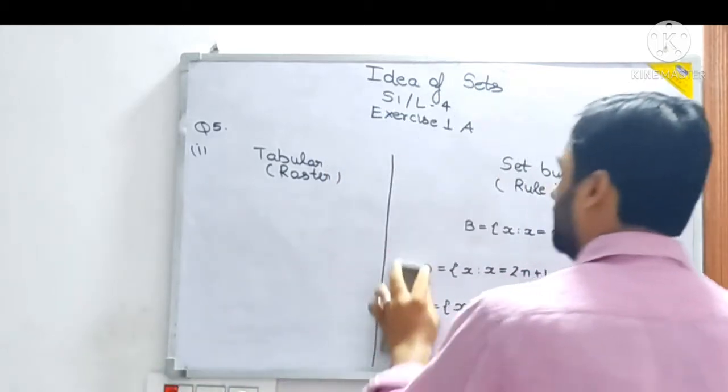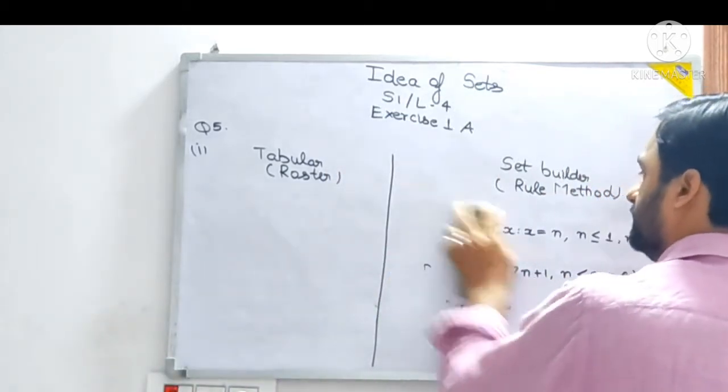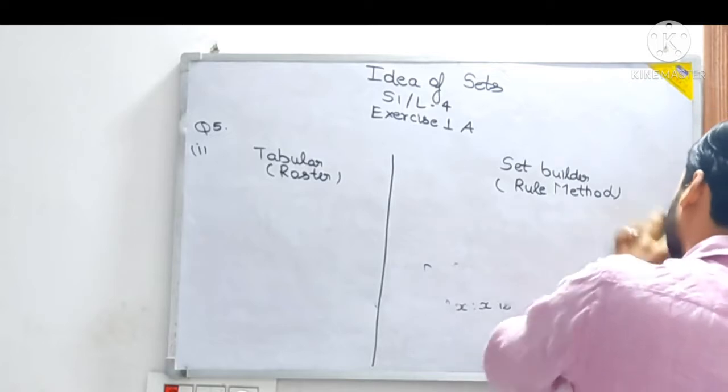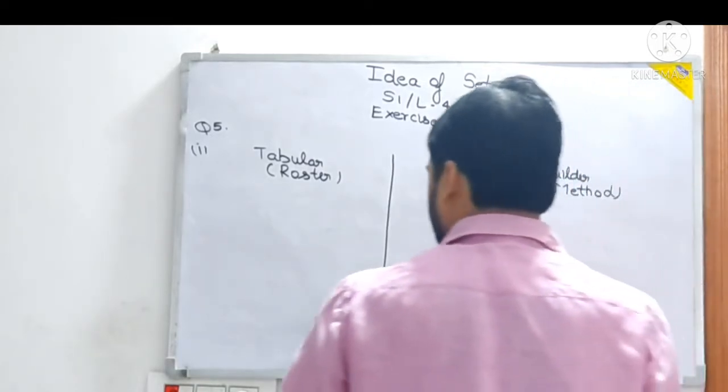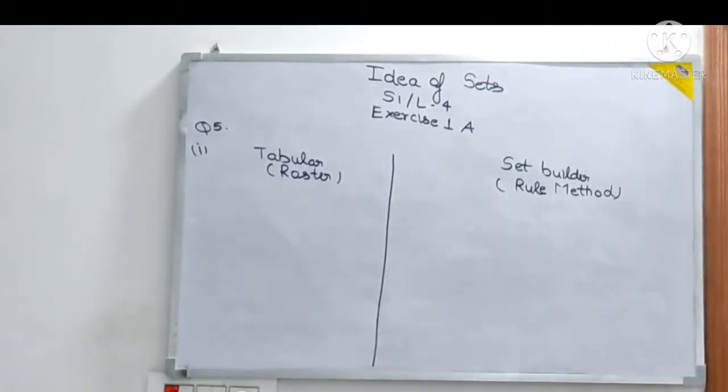Please complete all these things in the copy. I expect you to do these things. There should be no doubt about that. See, I am doing all the questions, so there should be no doubts. This part I didn't do, this part and that part I didn't do. Okay.